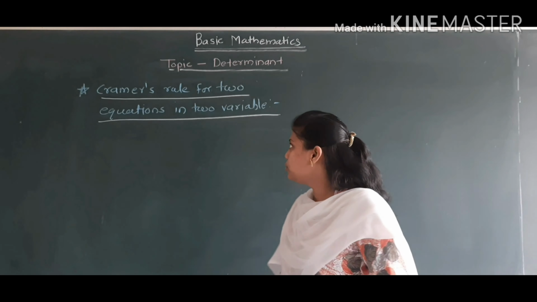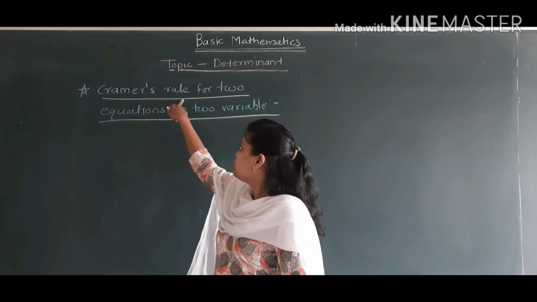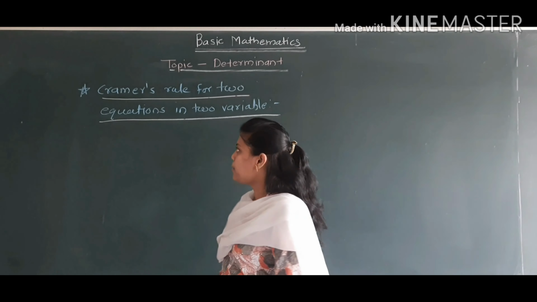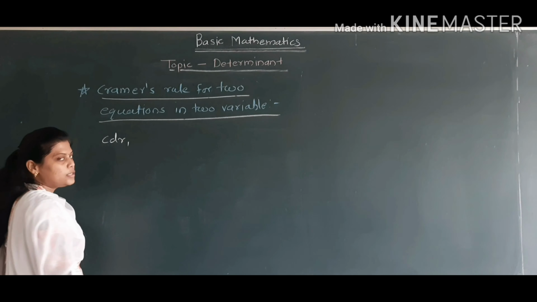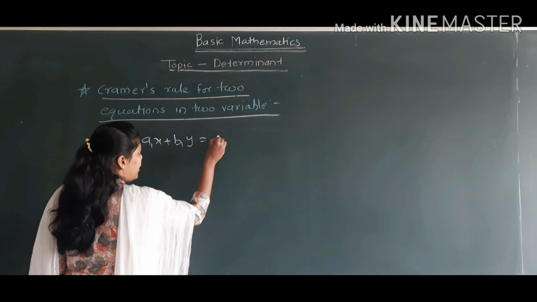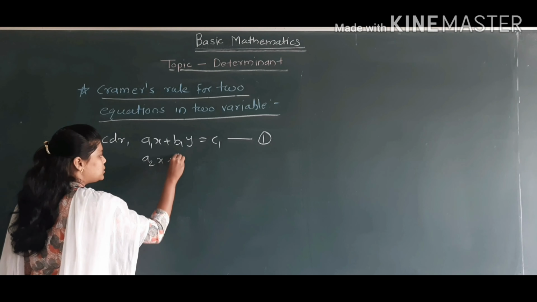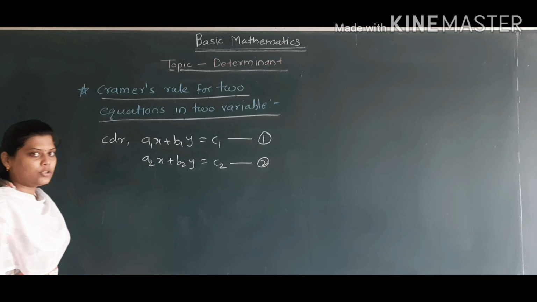Today I am going to teach the determinant topic. The point is Cramer's rule for two equations in two variables. Consider the equations a1x plus b1y is equal to c1, our equation 1, and a2x plus b2y is equal to c2, our equation 2.